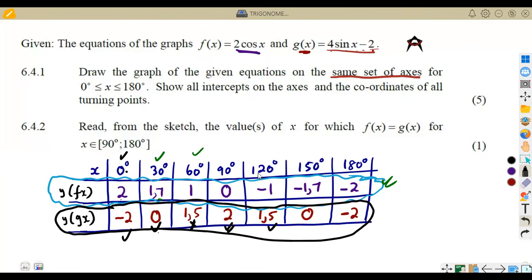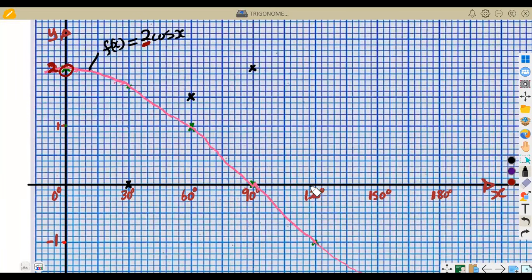1,5 at 120. So it's 120 versus 1,5. Here versus 1,5. 1,5 again is this point here that is corresponding, but now it must be at 120 straight versus 1,5. So that's where you're going to mark your point.